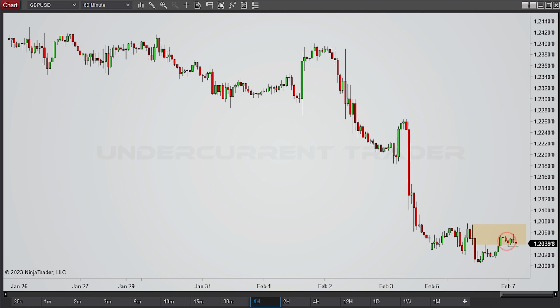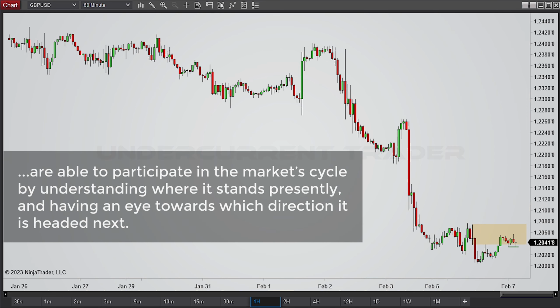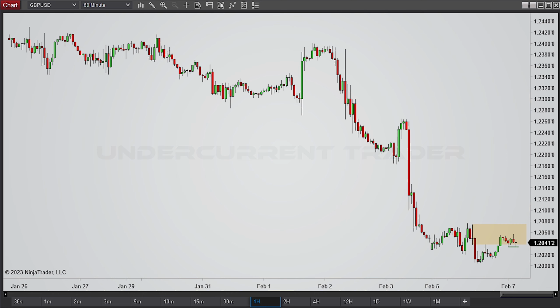With this particular short trade here, a good place to start, in my view, is with a 1 hour chart. I think that in this specific time frame, we can certainly analyze the market and use that data to project upcoming trends. Keep in mind, guys, that experienced traders are able to participate in the market cycle by understanding where it stands presently and having an eye towards which direction it is headed next. Once you have predicted the market's path, you can then begin executing orders with a certain level of confidence.